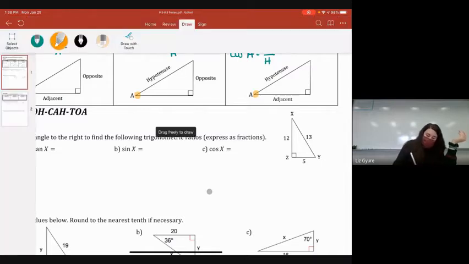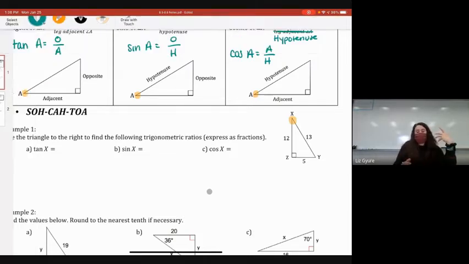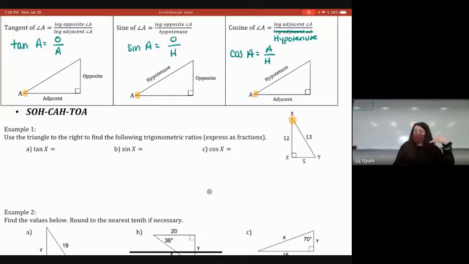What I like to do is mark what angle I'm looking at in my picture. This is just me personally. That gives me a way to easily label my picture. For this scenario, this means that 5 would be the opposite, so I'm going to put an O. 12 would be the adjacent, and 13 is always the hypotenuse.